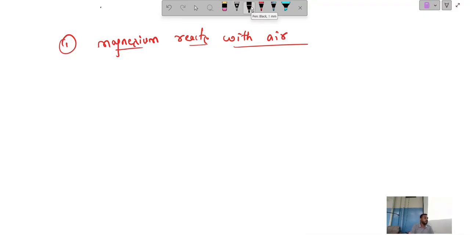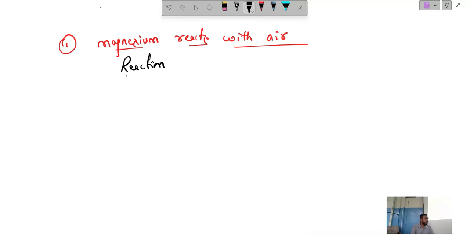When magnesium reacts with oxygen, it reacts with oxygen. Here oxygen means air. When magnesium reacts with oxygen, that's nothing but when magnesium reacts with air. What types of questions can be asked on this topic? In which ways can the questions appear? They may ask you the reaction.